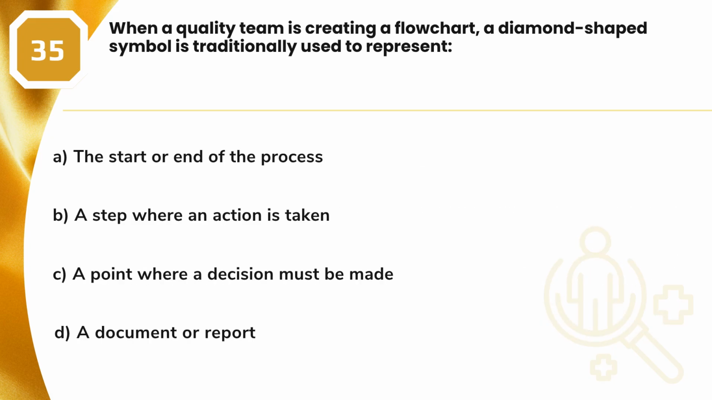Question 35. When a quality team is creating a flowchart, a diamond-shaped symbol is traditionally used to represent A. the start or end of the process. B. a step where an action is taken. C. a point where a decision must be made. D. a document or report.